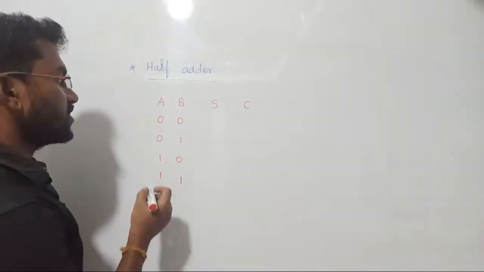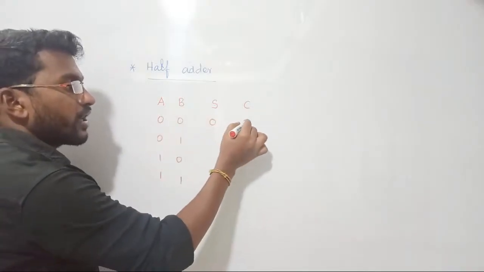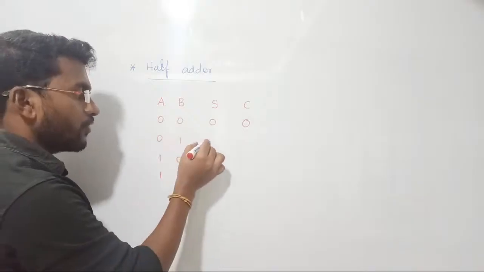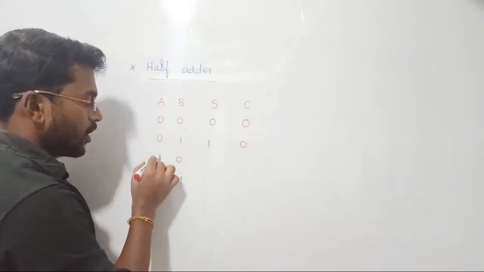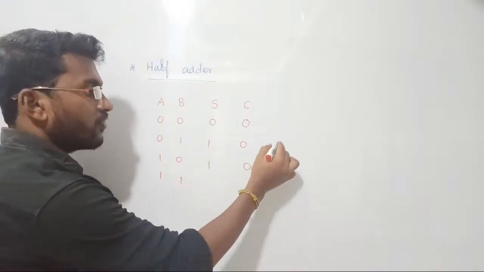Now let's start our operation. See, there are single bits. 0 plus 0 will give you 0 only, such that there is no carry generation. 0 plus 1 will give you 1, such that there is no carry generation. 1 plus 0 will give you 1, such that there is no carry generation. 1 plus 1 will give you 10.